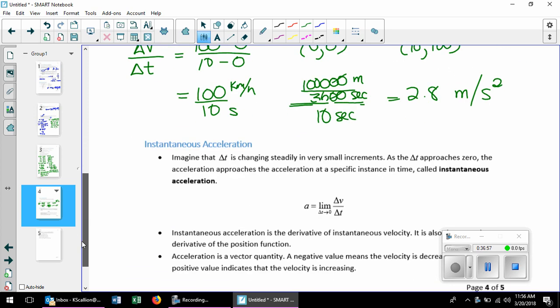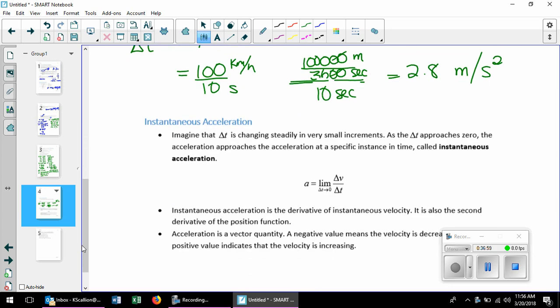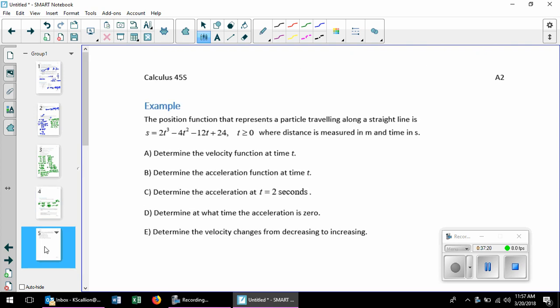Okay. All of this was instantaneous acceleration. Anybody want to know what it is? Your second derivative. Average, we actually have to calculate it exactly like velocity. Instantaneous, we're going to do the second level derivative. So let's look at our last example, which has only 5 parts to it.